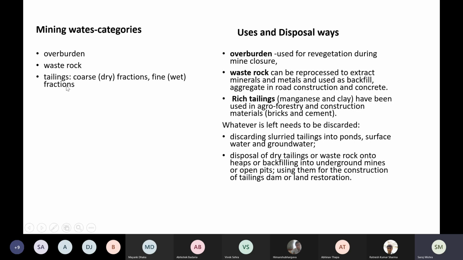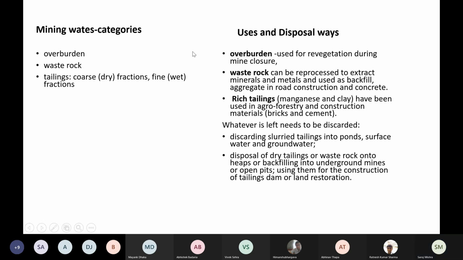And finally, you have the tailings. That is, once the ore is processed, once the metal is extracted, like, you could have an aluminum ore, you could have an iron ore, and once iron is extracted, there is something which is now left behind. These are called the tailings, which could be either the coarse fraction or the fine fraction. So that is how the mining wastes are categorized.